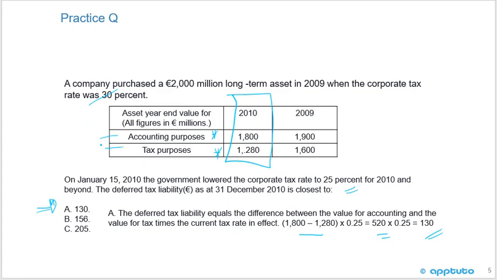Again, accounting purpose higher than the tax purpose, so that's a deferred tax liability, but they're telling you that right here in the question anyhow. And so you're just looking at the difference times the tax rate. Very easy question to finish this LOS on.